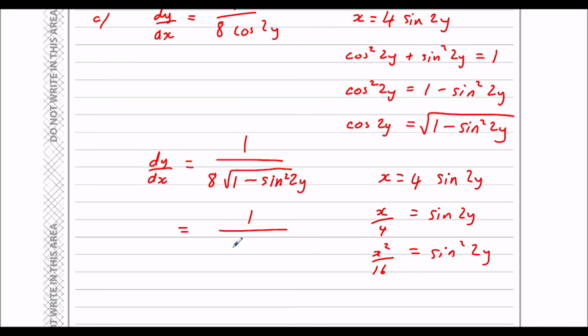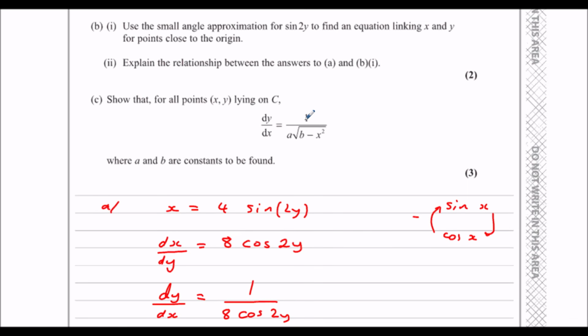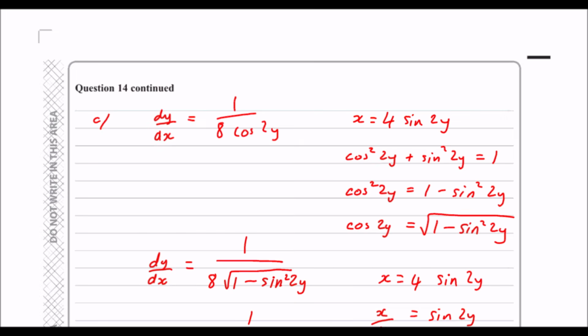So 1 over 8 times the square root of 1 minus x squared over 16. So we've got it in terms of x now. That's what we wanted, but we need to get it in a certain form. So 1 over a times root b minus x squared. So we need x squared by itself, well, not with the fraction it's with.